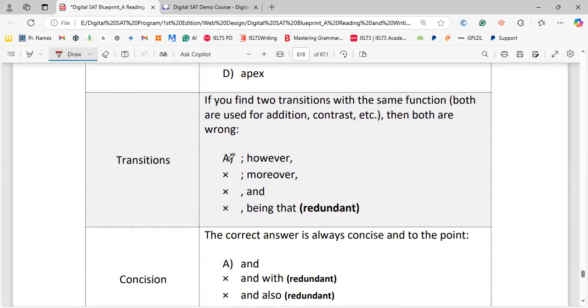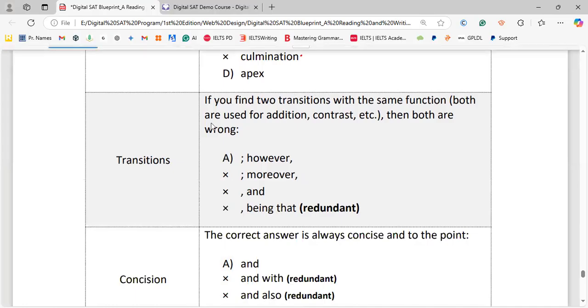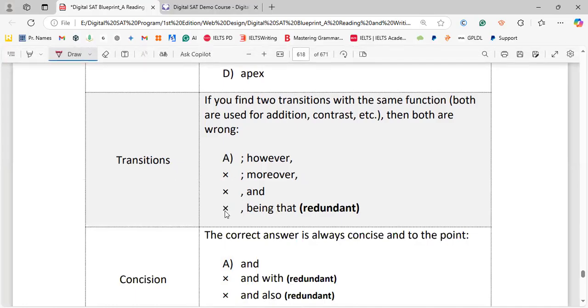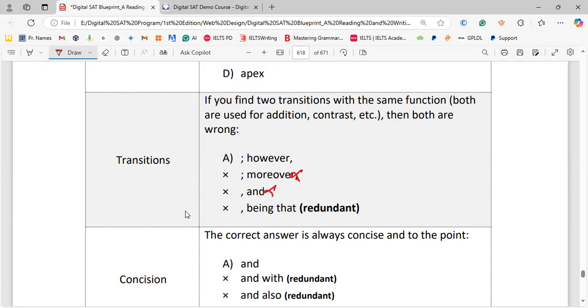In transition questions, it's the same. If I have transitions that are of the same function, giving the same function, all of them are wrong. So moreover, for example, means and. So both of them are wrong. Moreover and and are wrong.